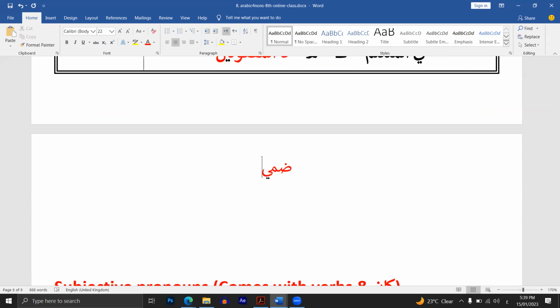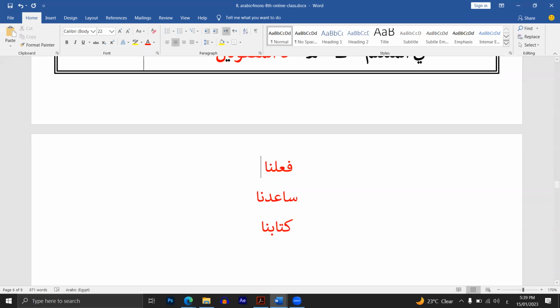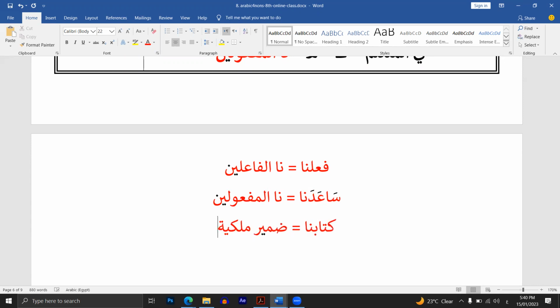We call it ضمير ملكية. ملكية means possession. So let me take these 3 examples: فعلنا, ساعدنا, and كتابنا. Here, it's na al-fa'ilin. Why? Because it's a subjective pronoun, فعلنا, we. And here, na al-maf'ulin. Why? Because someone else, ساعدنا, helped us. And here, it's ضمير ملكية.